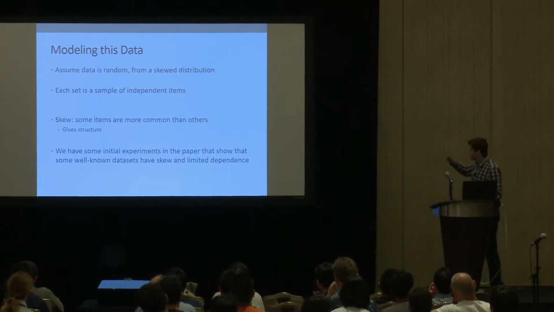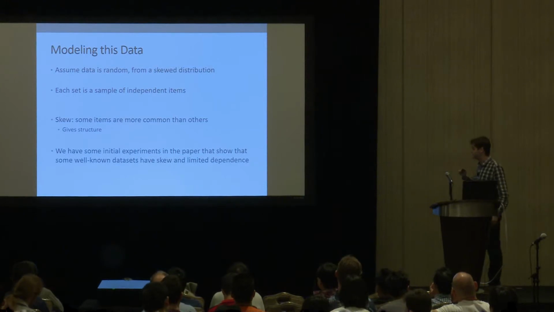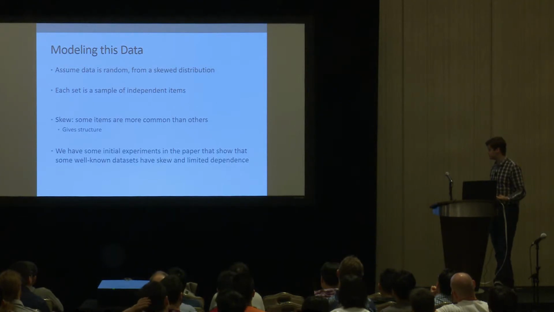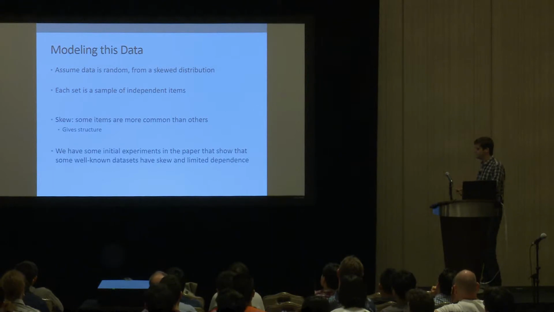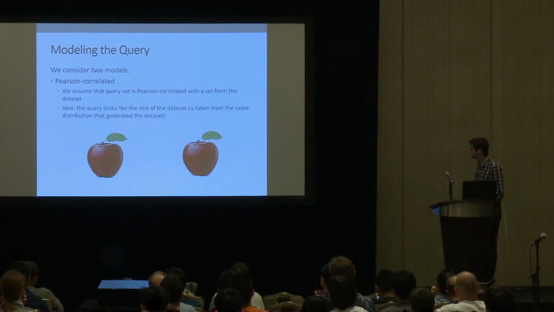So we're going to assume that the data is random, but from a skewed distribution. So each set is a sample of independent items, where some items are more common than others. That is the skew. That is what gives us our structure. And we have some initial experiments in the paper that some well-known data sets, which are really often used for things like set similarity joins, have this skew, and they have only very limited dependence. So they're somewhat close to what we're trying to model here.